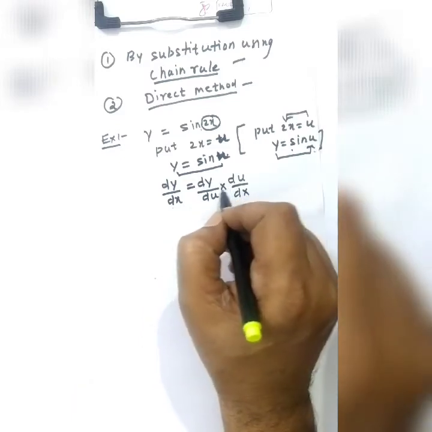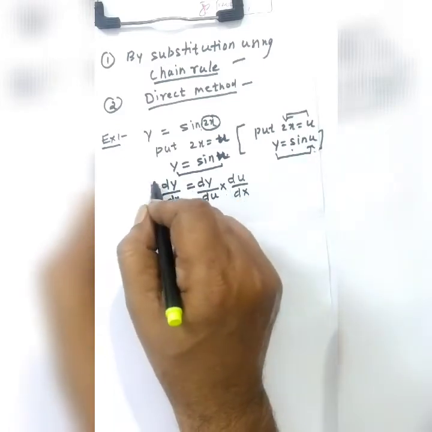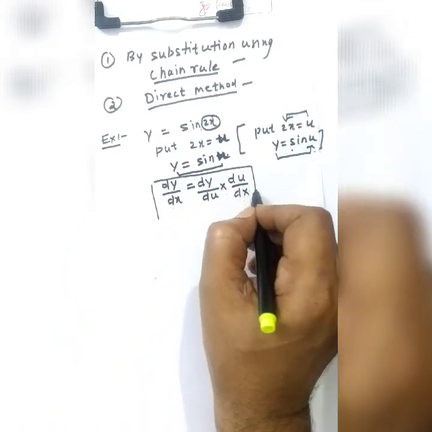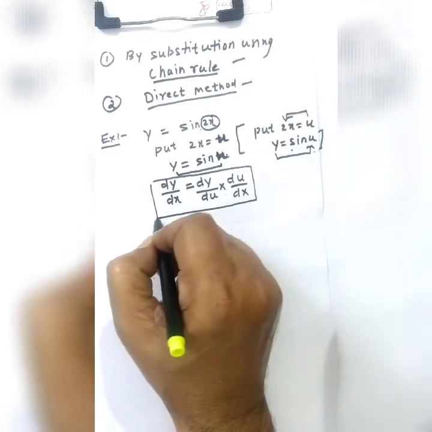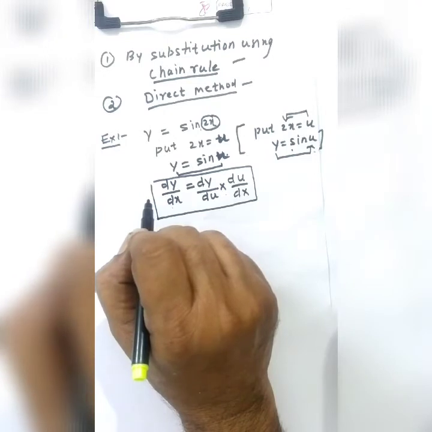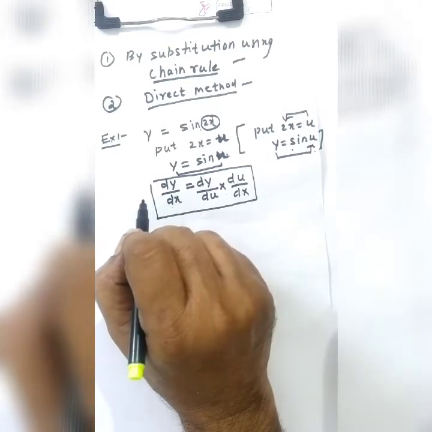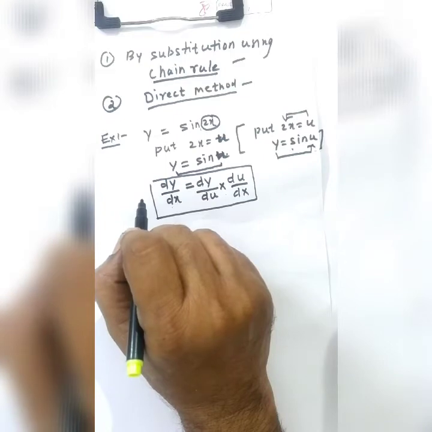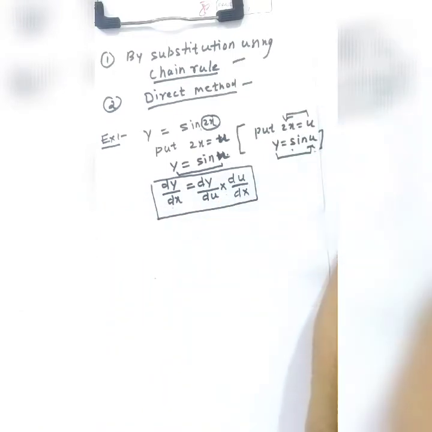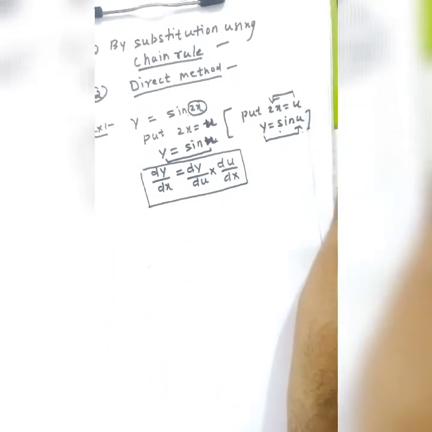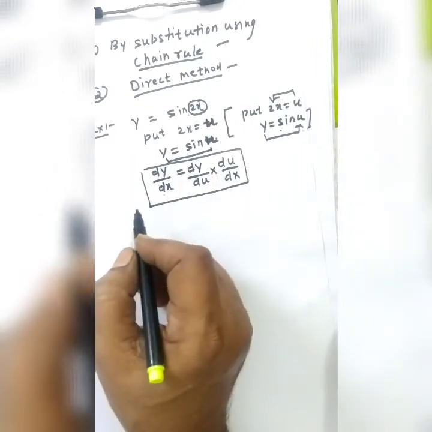So you have to put it in here. This particular formula is called the chain rule, and this is a formula for two substitutions. Here we can go on increasing the number of substitutions, and accordingly the formula will go on changing. So this is a simple formula: dy by dx is equal to dy by du into du by dx.